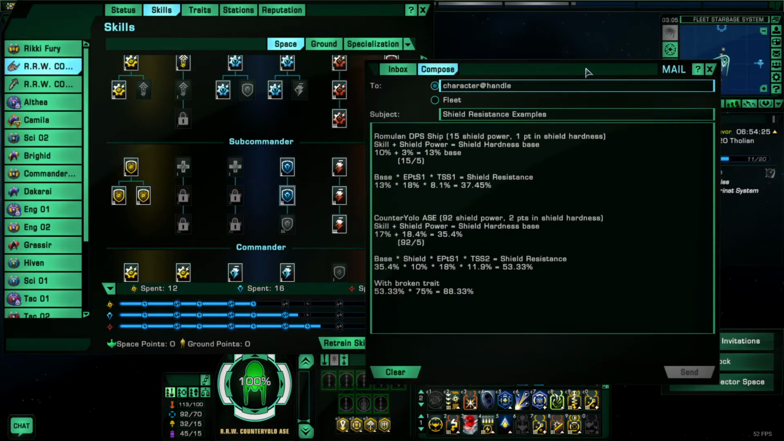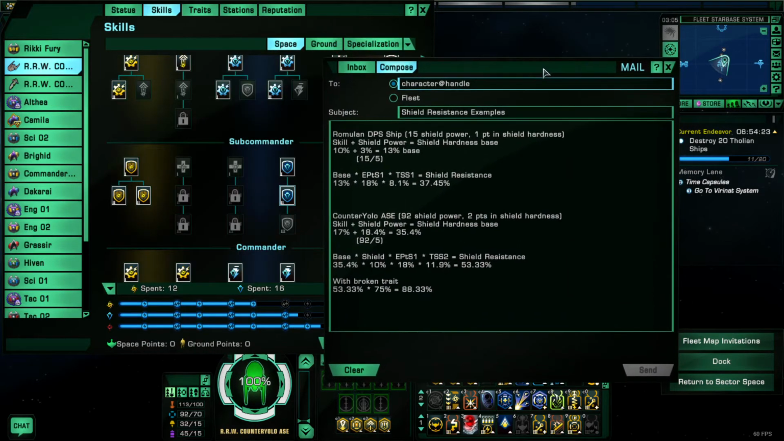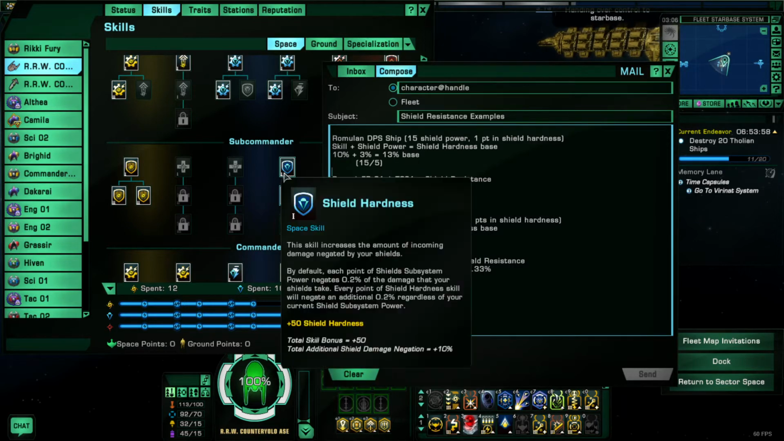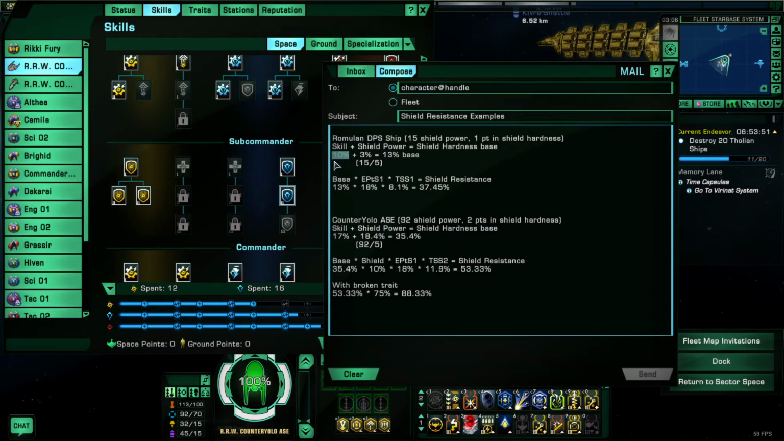Because it's hard to show lots of examples, what I'm going to be doing in this video is comparing two different ships. I'm going to be comparing a Romulan DPS ship, just because Romulans have really terrible shields and terrible power, so their lowest shield power will be showing, as well as what my ship is able to do because of certain things that I have, as well as one broken trait. So to start off with, I'm assuming with this Romulan ship that he has invested 1 point into shield hardness, which allows him to have 10% shield resistance right off the bat.